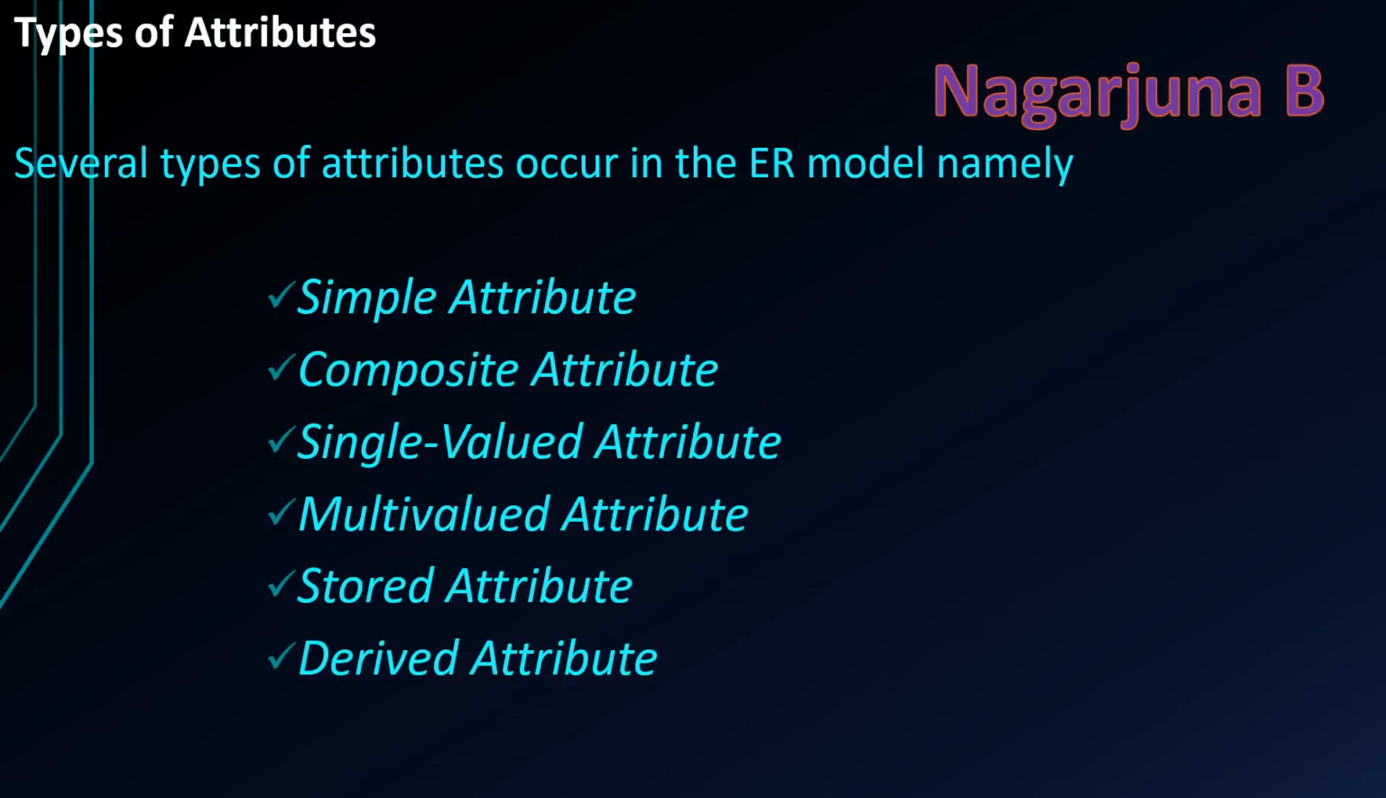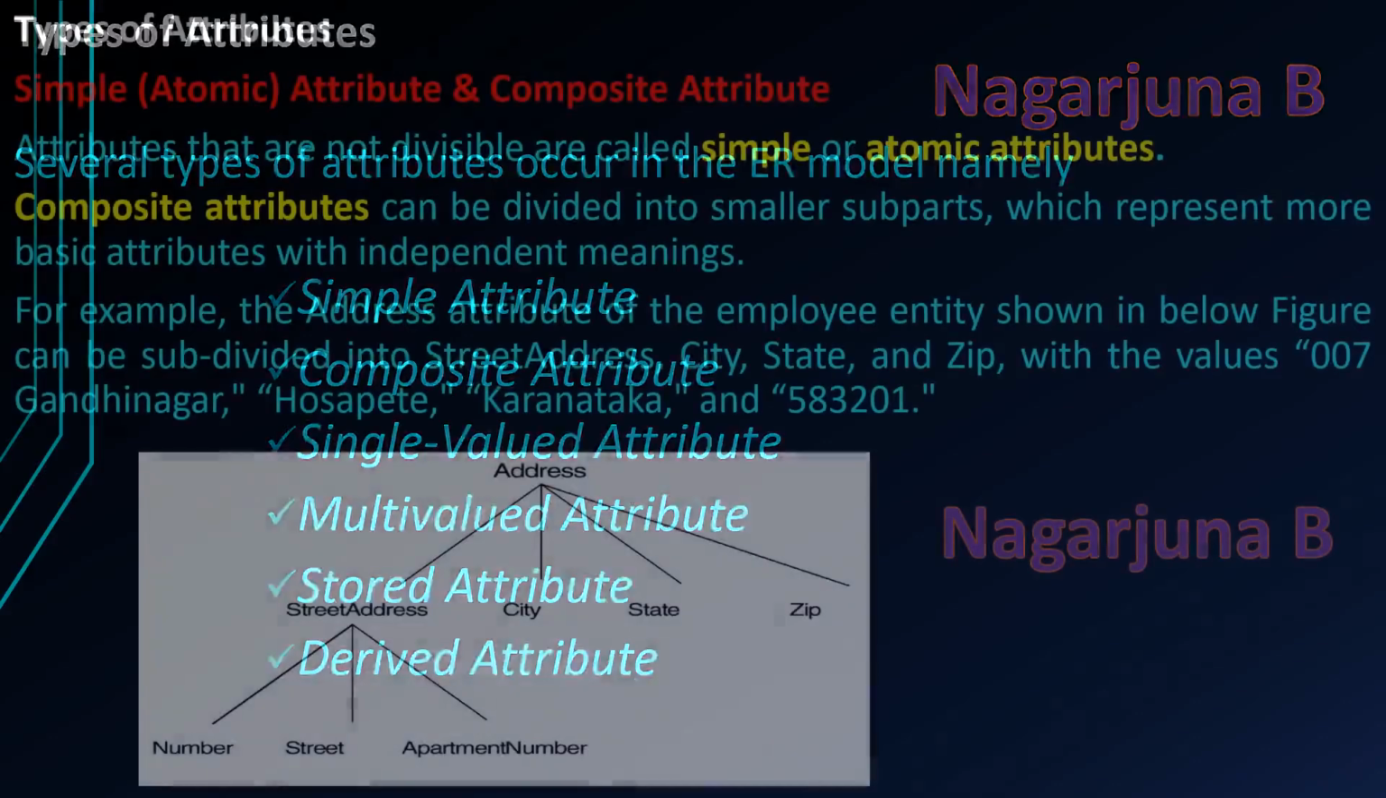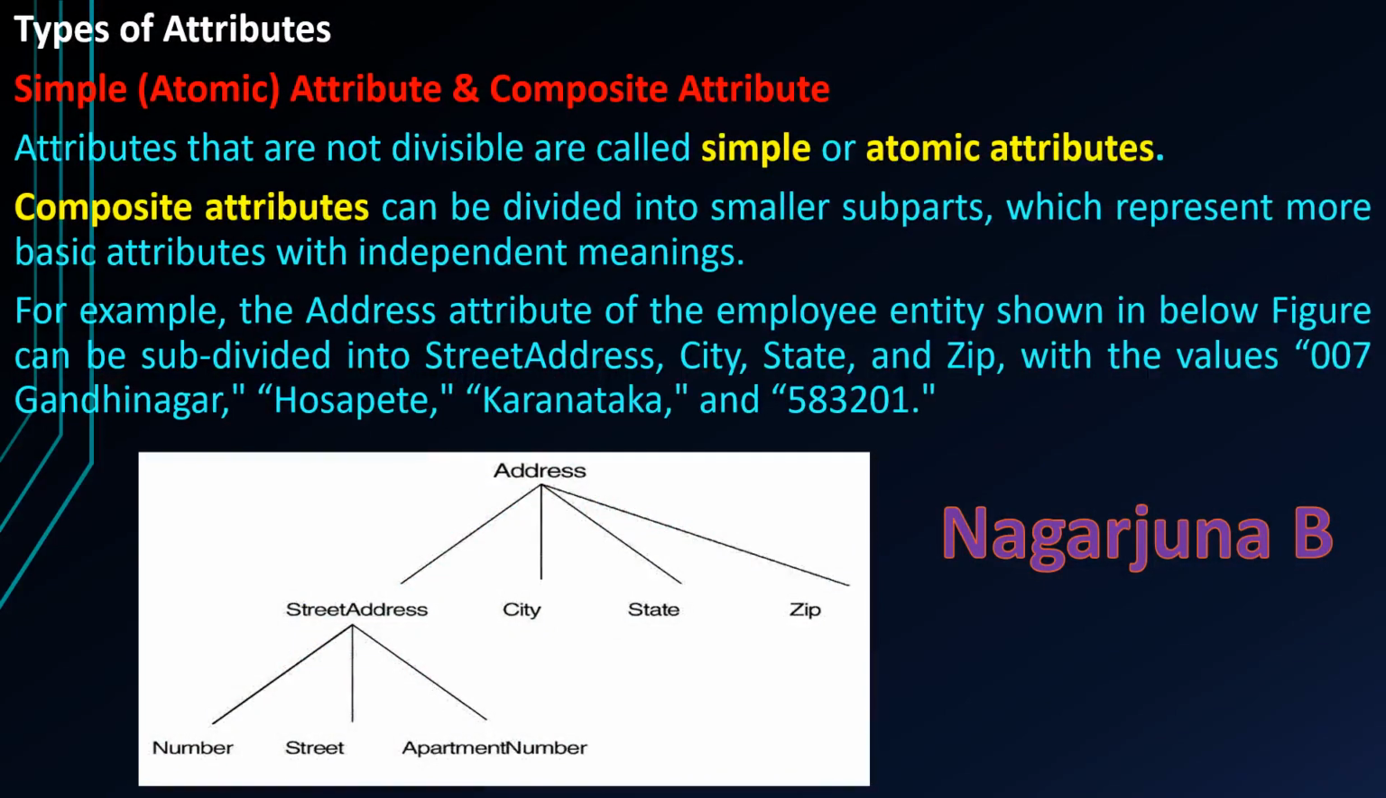Different types of attributes that occur in an ER model are simple attribute, composite attribute, single valued attribute, multi-valued attribute, stored attribute and derived attribute. These are the various kinds of attributes. First one, simple and composite attributes. Among that, the first one, simple.